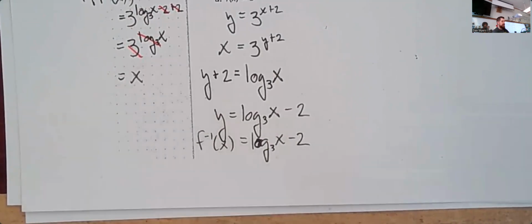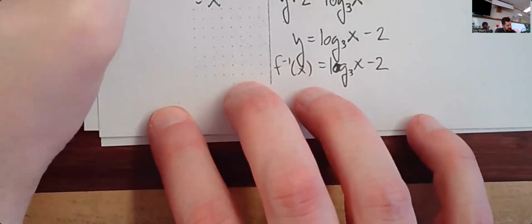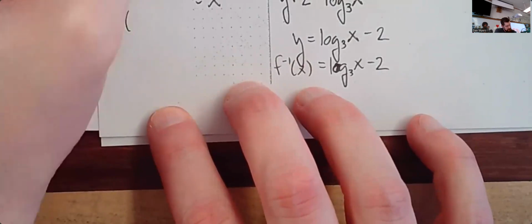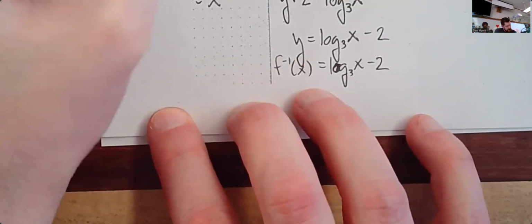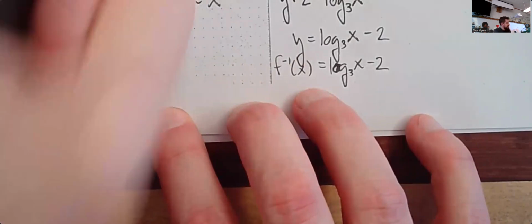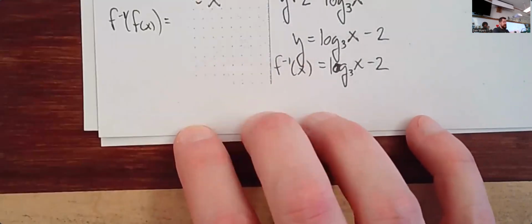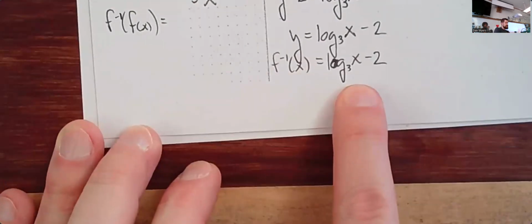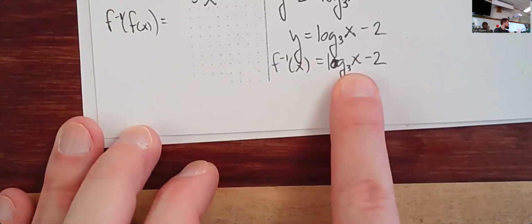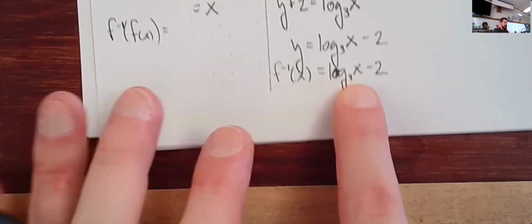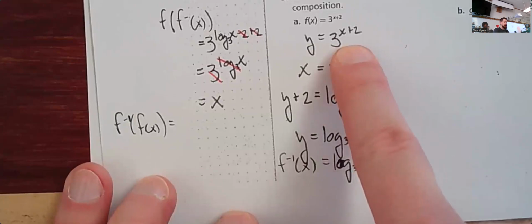F of f inverse of x simplifies to x. So now we need to do it the other way around. F inverse of f of x. So now we're going to write, I'm going to leave more room this time. F inverse of f of x is going to equal, this time we're going to rewrite the inverse function, but instead of x, we're going to replace x with the original function of 3 to the x plus 2 power.